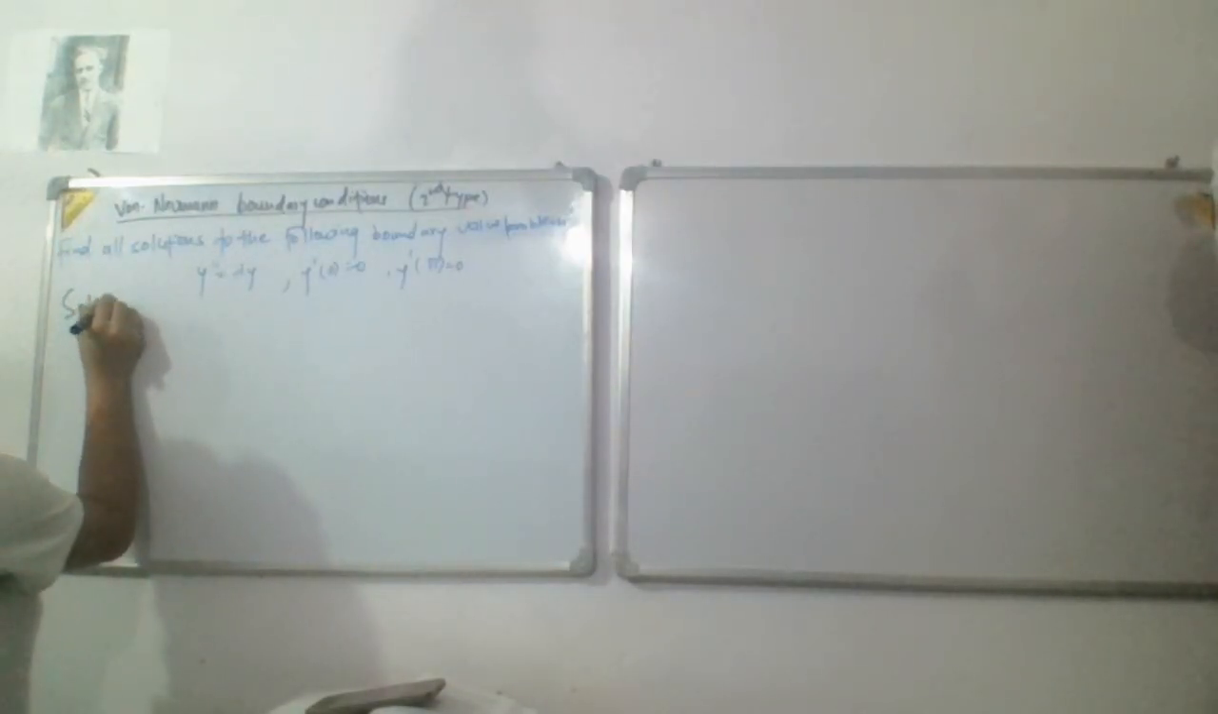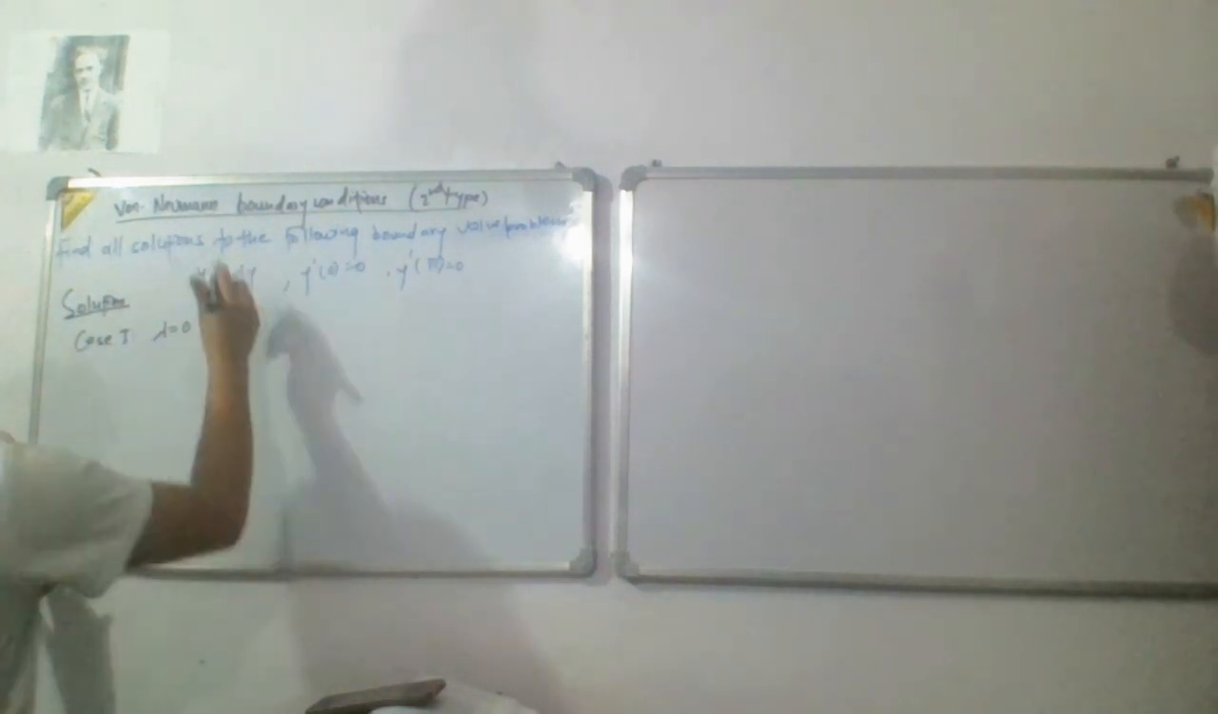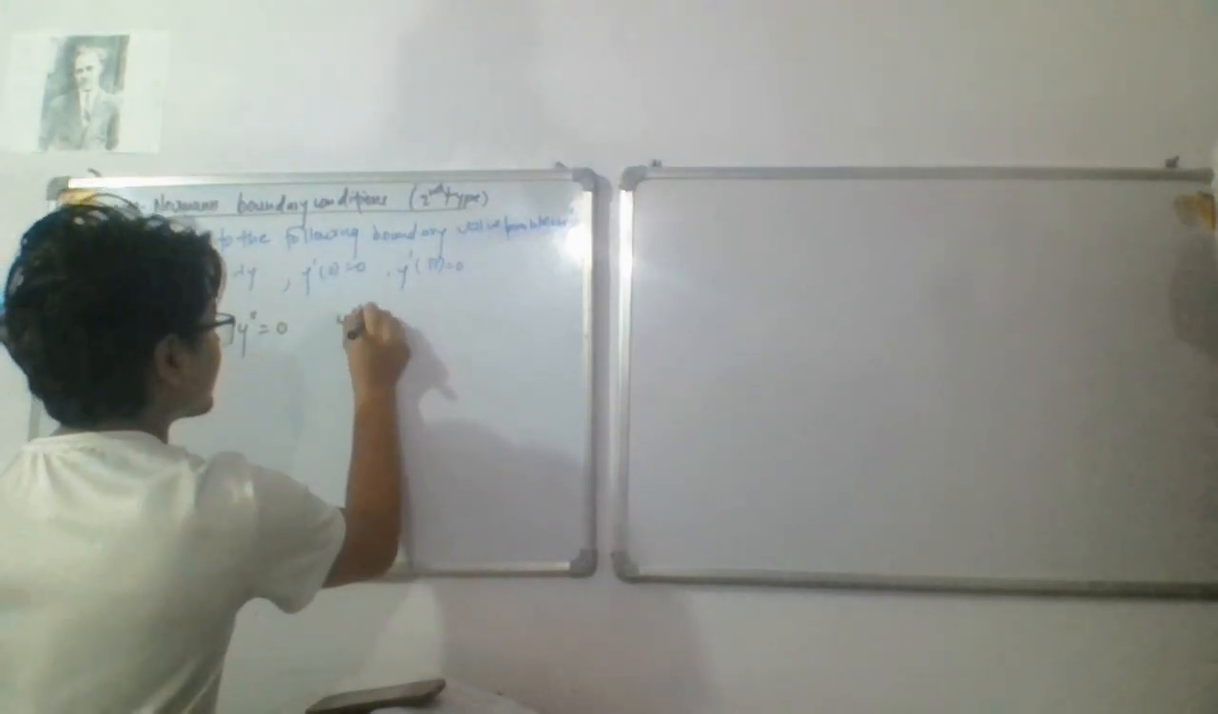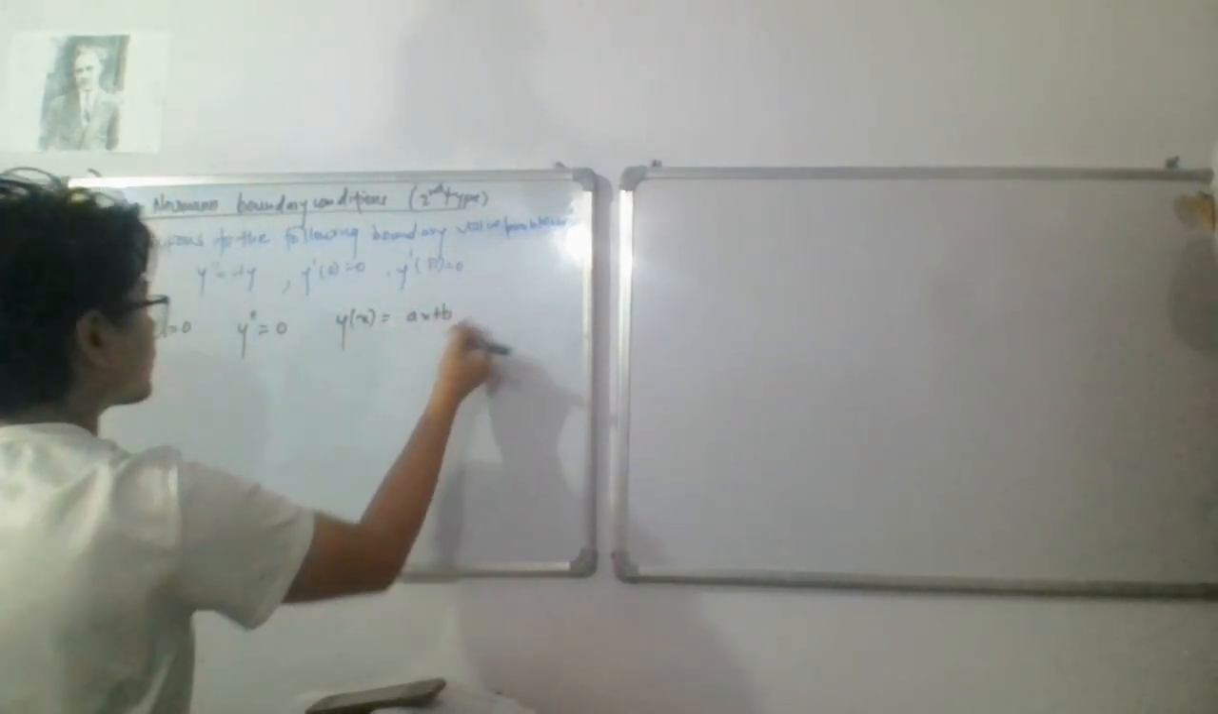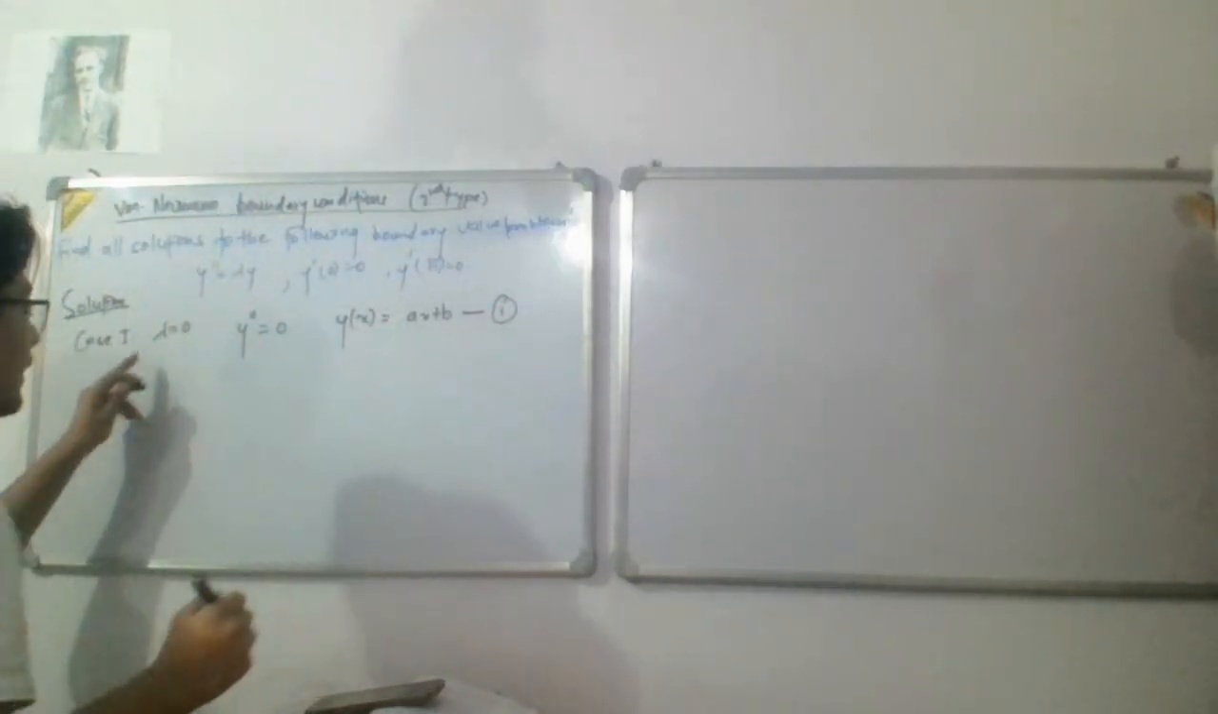Now, let's try to find out all the solutions of this question. Again, as we did earlier in the Dirichlet problem, let's find all the solutions by considering all the cases where lambda is equal to 0, negative, or positive. Let's take the first case first, that is lambda equals 0. Then the equation becomes y double dash equals 0, and so y of x can be any linear function. This is the first solution, when lambda equals 0.